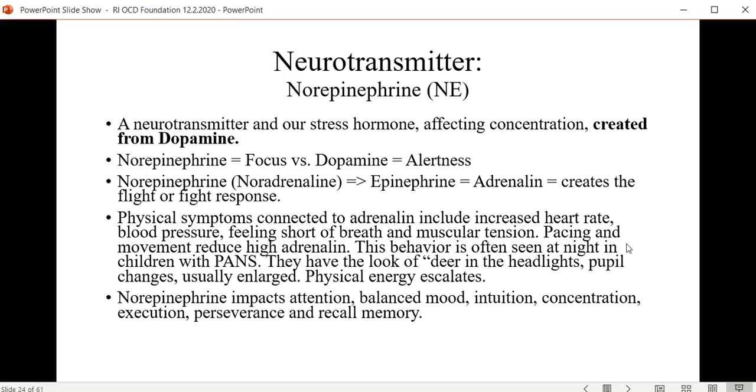I always tell the parents, expect an adrenaline surge. These are kids who start cartwheeling at 4 o'clock in the afternoon. They start getting panicky. They start pacing. They start revving up for the night. Even if they had a pretty good day in school, this is what is driving this. This is a norepinephrine imbalance. It also affects concentration, etc.